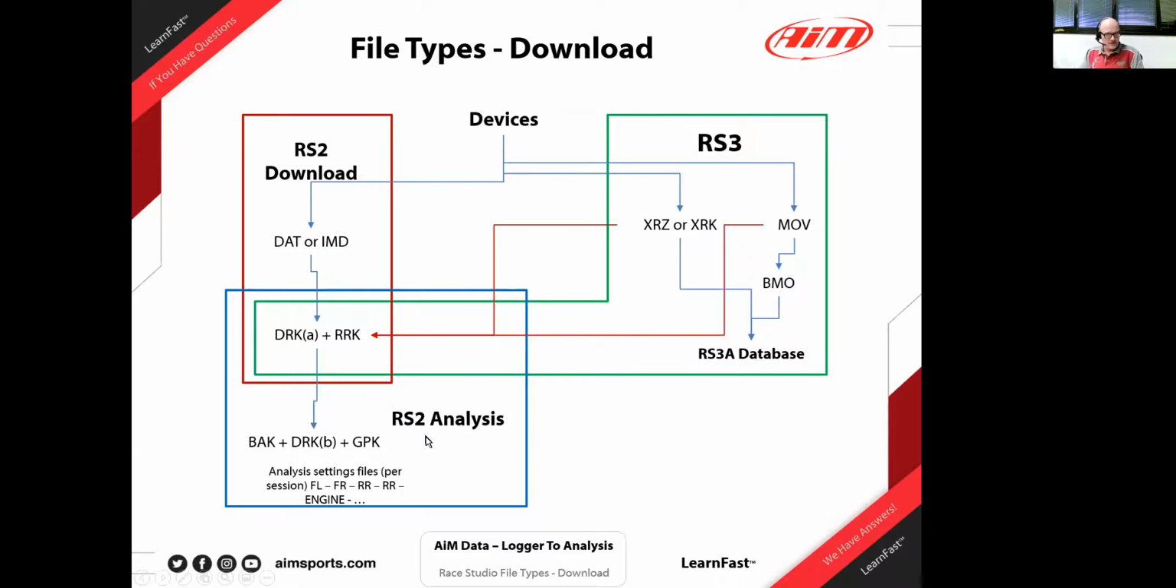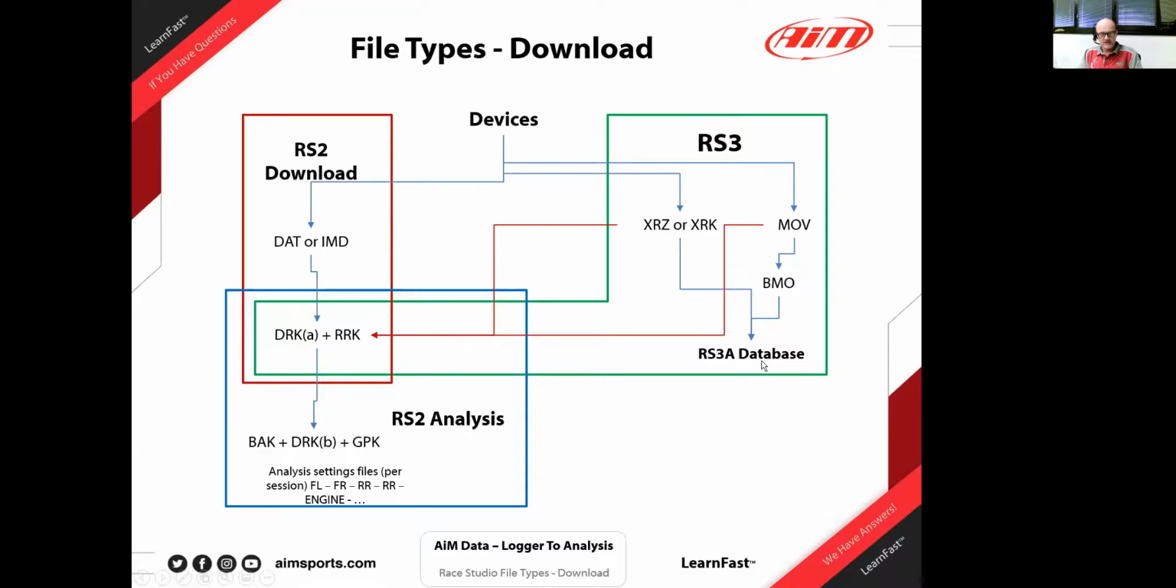Let's see what happens with the RS3 once we have the copy of the memory that can be an XRZ or XRK. In the XRZ, the Z letter stands for zipped. It's a compressed version of the XRK. The devices normally have enough power to compress the XRK while logging it, so they save it zipped. So to minimize the time needed for the download for the copy of the file into the local PC.